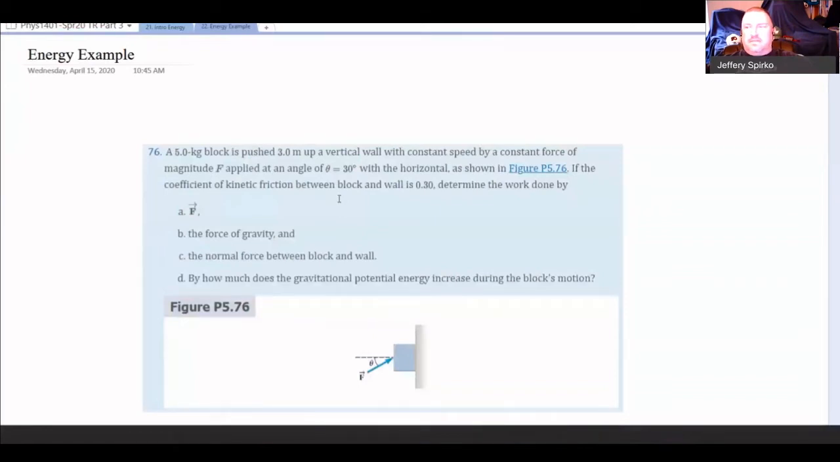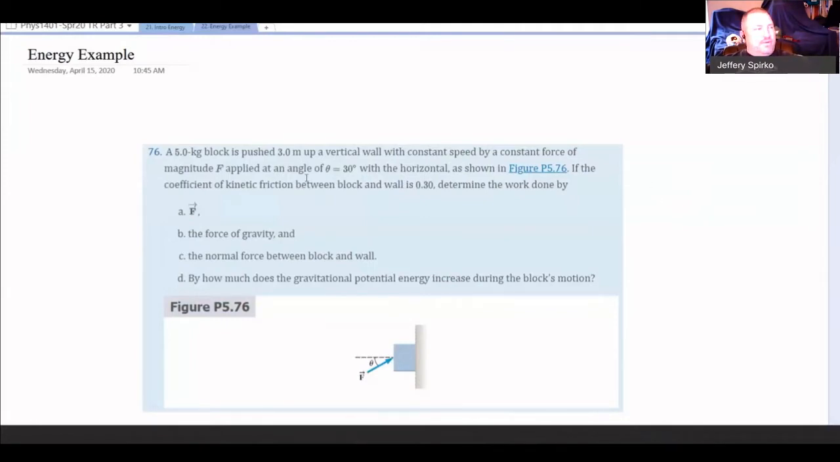Okay, here is an example question about energy. And I picked this one because it's not in the homework and it gives me a chance to review force analysis, which was a big part of the previous 7 weeks of our course between exam 1 and exam 2.